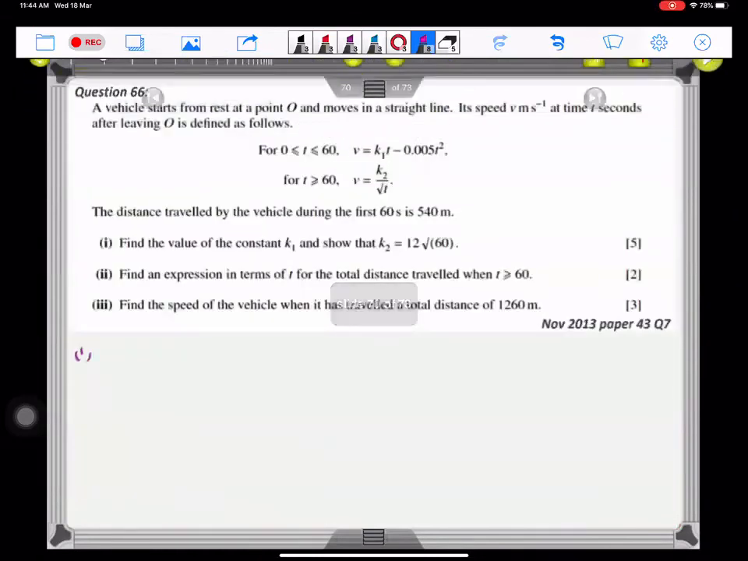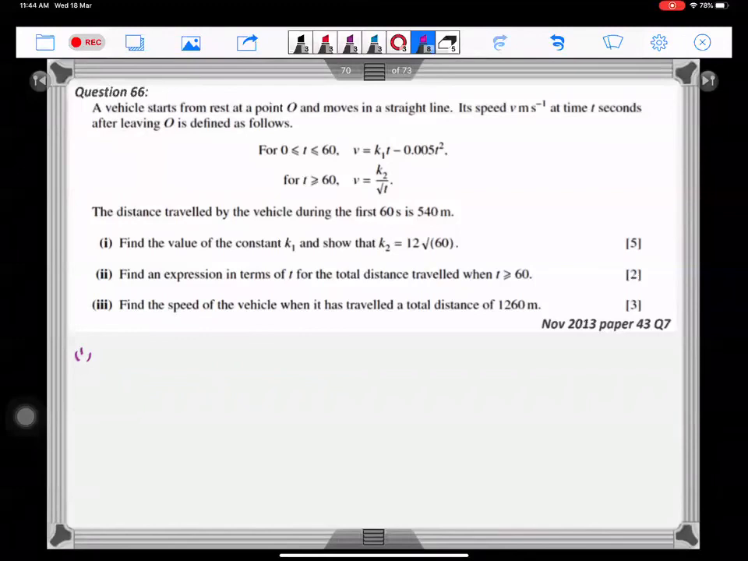Now, let's look at this question. I think the last question. A vehicle starts from rest at a point O and moves in a straight line. Its speed V is given by such and such. For the first 60 seconds, this equation is valid. For the next 60 seconds, another equation is there. The distance traveled by the vehicle during the first 60 seconds is 540 meters. Find the value of constant K1 and then find K2.